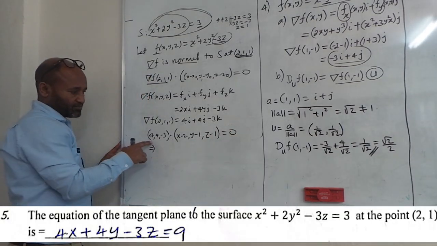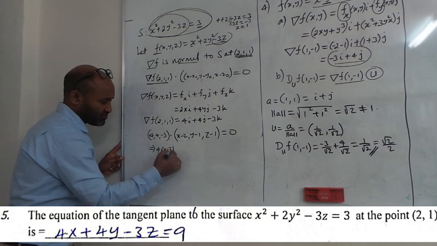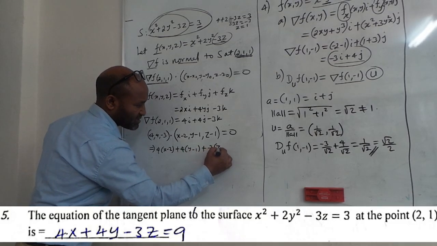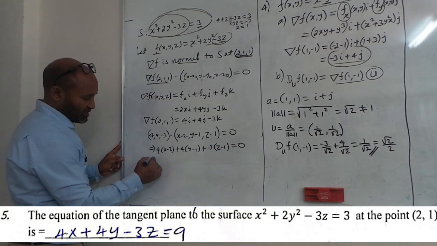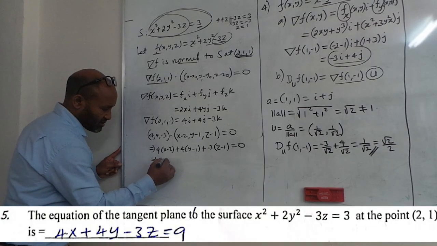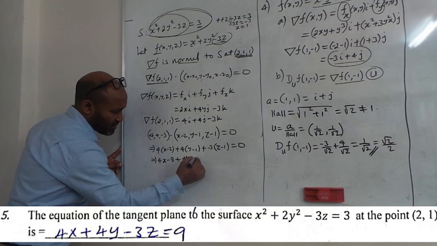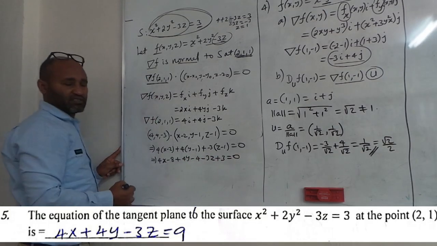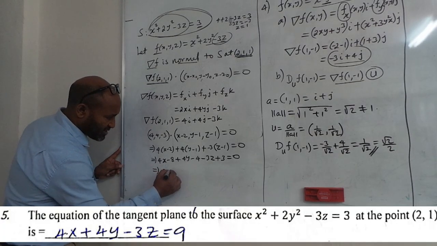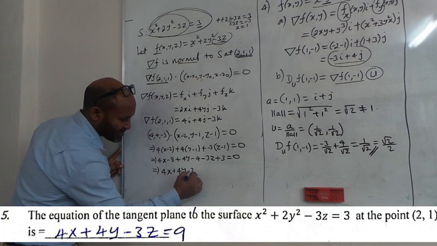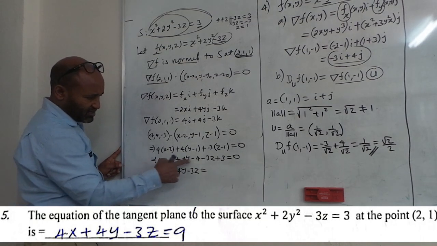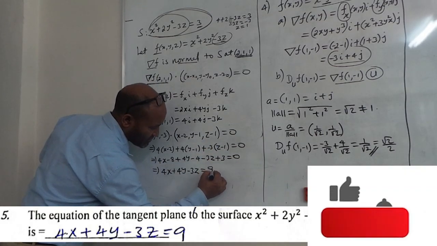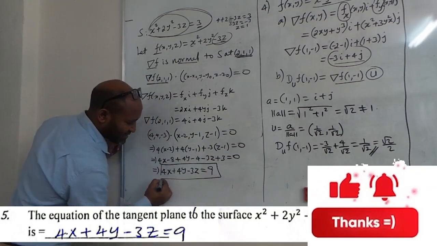Then the dot product: 4 times x minus 2 plus 4 times y minus 1 plus negative 3 times z minus 1 is equal to 0. Distribute the coefficients: 4x minus 8 plus 4y minus 4 minus 3z plus 3 is equal to 0. This implies 4x plus 4y minus 3z is equal to, moving the constants to the right, 8 plus 4 minus 3, that will be 9. So this is the equation of the tangent plane.